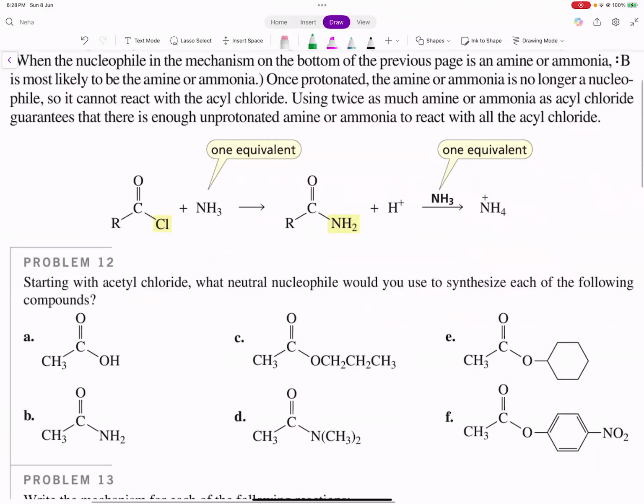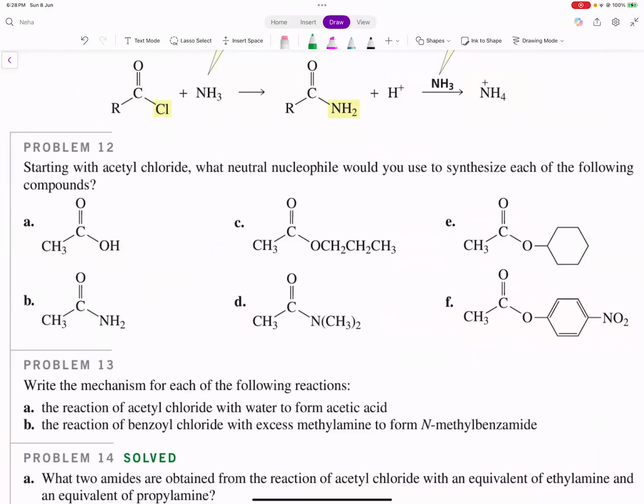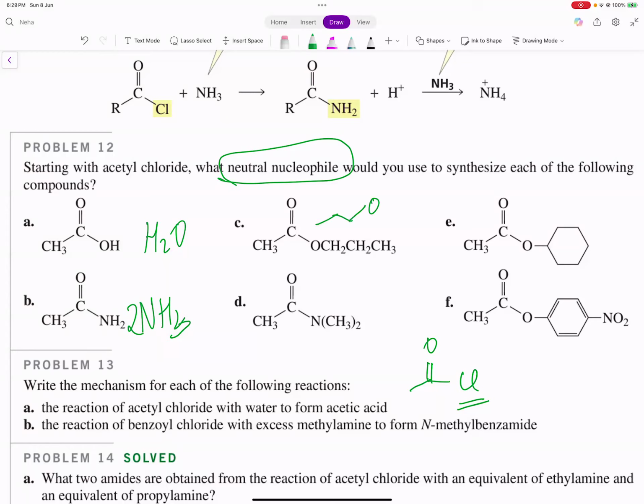And again, they have asked what neutral nucleophile you can use. So here, I will use H2O, NH3, two equivalents. We have to prepare this from acetyl chloride, so obviously chlorine, and we also have to use a neutral nucleophile. So here we will use this OH. Next one, two equivalents. This I'll use cyclohexanol. This I'll use paranitrophenol.